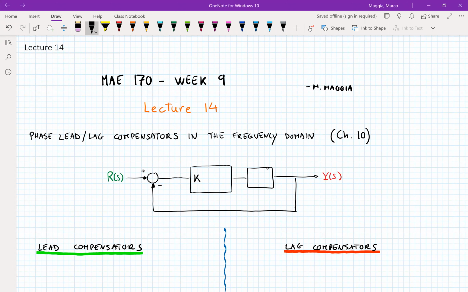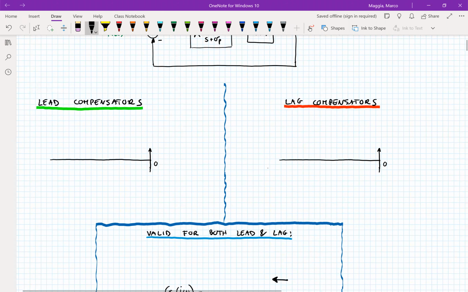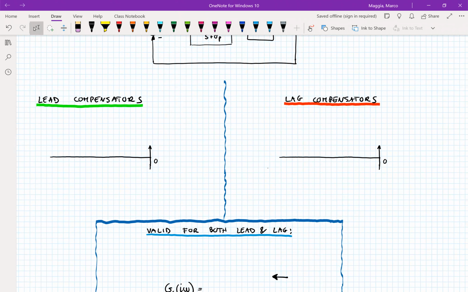And we consider a phase lead or phase lag compensator, but we also allow for a constant gain to be varied. So we have K, and then we have our usual process or plant G of S. Here I'm proceeding in parallel: to the left, we're going to describe the lead compensators, and to the right, the lag compensators.